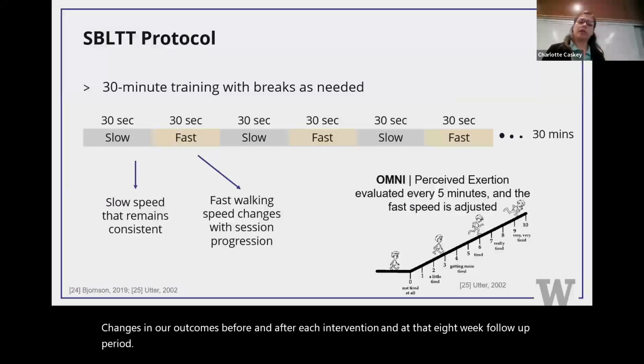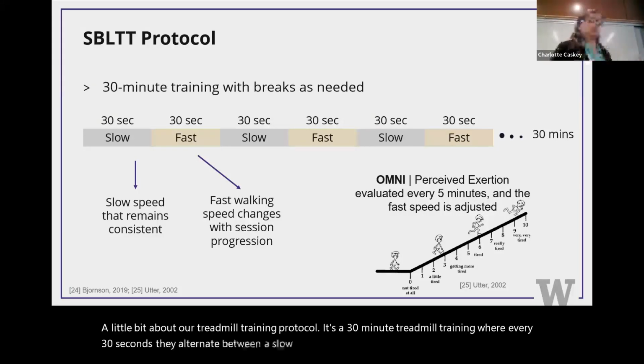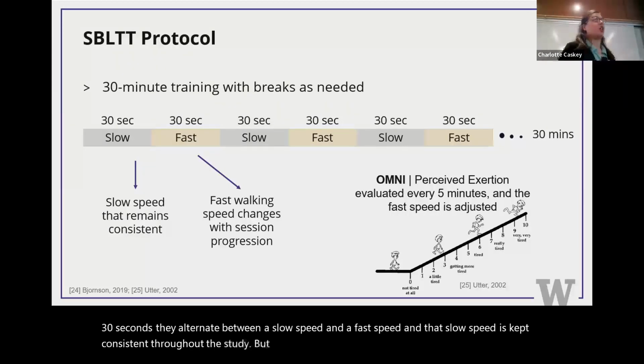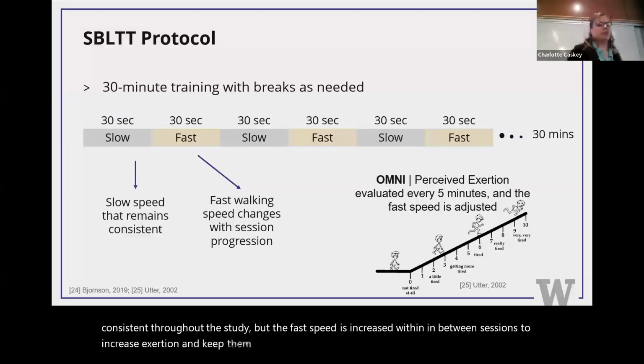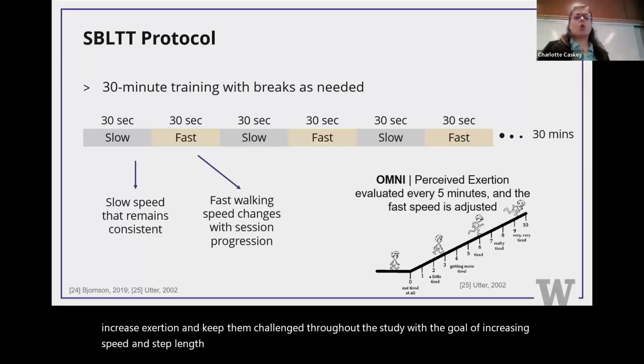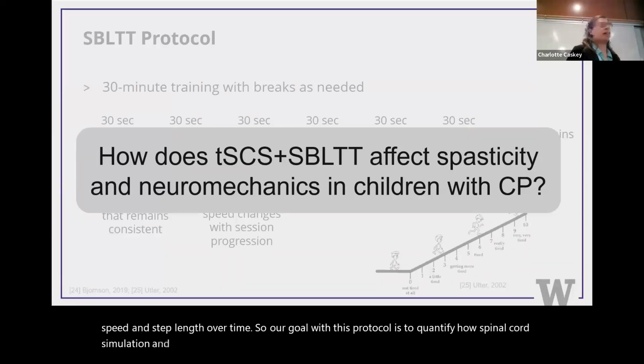A little bit about our treadmill training protocol. It's a 30-minute treadmill training where every 30 seconds they alternate between a slow speed and a fast speed. And that slow speed is kept consistent throughout the study, but the fast speed is increased within and between sessions to increase exertion and keep them challenged throughout the study, with the goal of increasing speed and step length over time. So our goal with this protocol is to quantify how spinal cord stimulation and SBLTT affect spasticity and neuromechanics in children with CP.